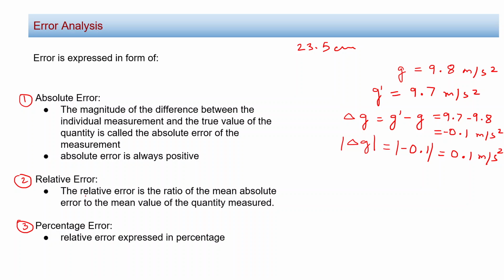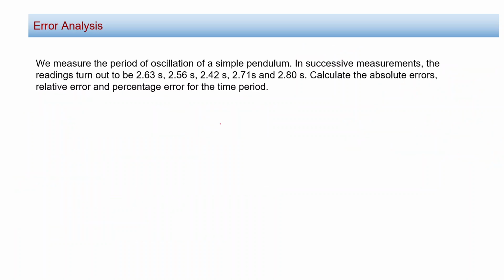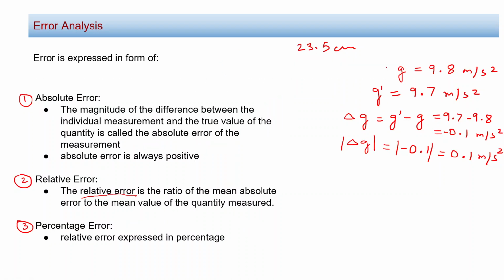Another way of expressing the error is relative error. It is the ratio of mean absolute error to the mean value of the quantity measured. Another thing I want to tell is that for this experiment we already know that acceleration due to gravity is 9.8, but many times we don't know what exactly the value is. For example, as we discussed earlier, if there is a circuit with a resistor and a battery of voltage V, an ammeter and a voltmeter connected, and I want to find the current in this circuit or the voltage drop across this resistor.